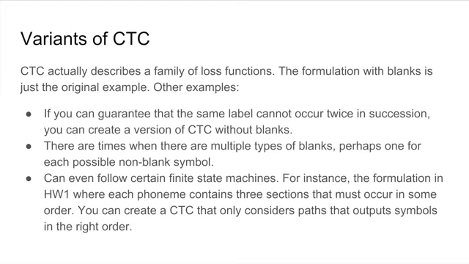And there are times when it could be useful to have many different kinds of blanks, perhaps one for each possible non-blank symbol. And we can even follow certain finite state machines. So consider homework 1, which we actually described before, where there are 3 subphonemes per phoneme, and there is only non-zero probability of transitioning from the first to the second subphoneme, from the second to the third subphoneme, and then from the third to the beginning of any triplet. And CTC can actually apply these constraints to the output sequence.